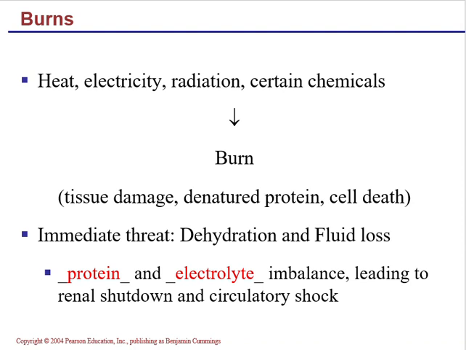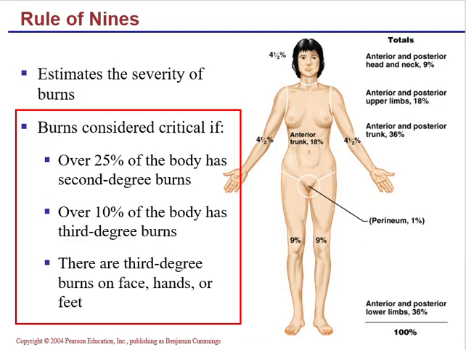So you can very quickly experience a protein and electrolyte imbalance from severe burns, and that can lead to your kidneys shutting down and circulatory shock. And that's what most often leads to death from burns. Now, there is a rule of nines that we use to estimate the severity of burns. This is when we consider burns critical if they're on over 25% of the body, especially if it's second-degree burns, or over 10% of the body has third-degree burns, or there are third-degree burns on the face, hands, or feet.